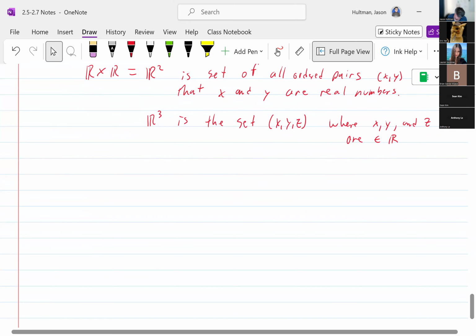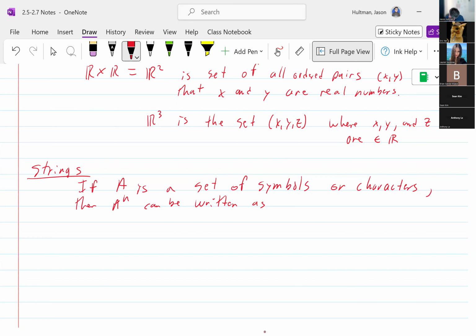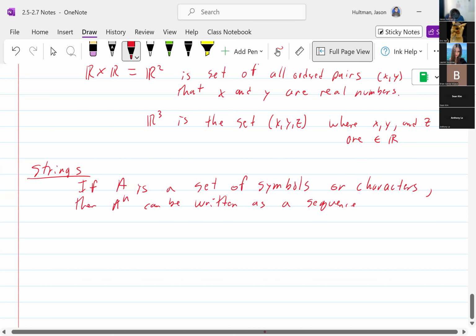Let's talk about strings here. So a string, if A is a set of symbols, or sorry, a set of characters, then A to the nth power can be written as a sequence of characters called a string.